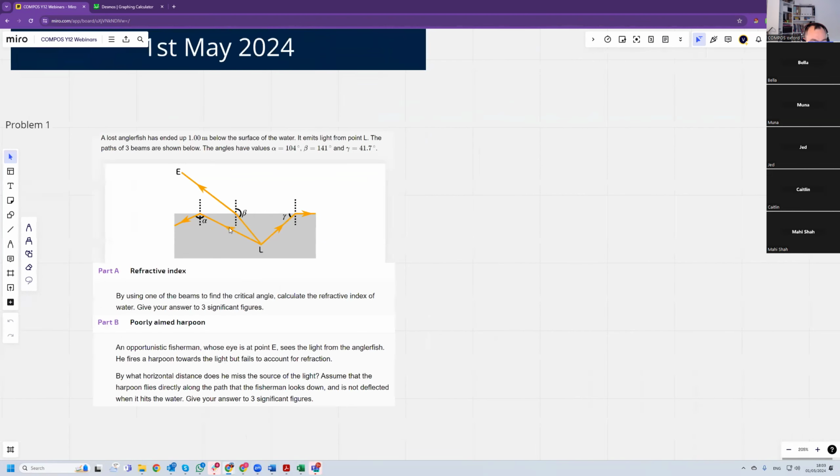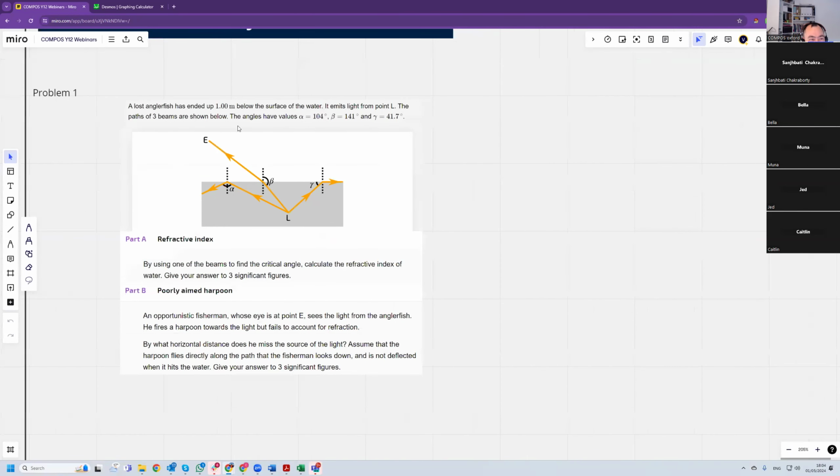A lost anglerfish has ended up 1 meter below the surface of the water. So this is the anglerfish below the surface of the water. It emits a light from point L. Well, it doesn't... Oh, anglerfish. Might be that it does emit. I'm not sure what an anglerfish is, but normally light is reflected from a fish. Perhaps an anglerfish is a special type of fish that emits light. I'm not 100% sure. My biology skills are not that great.